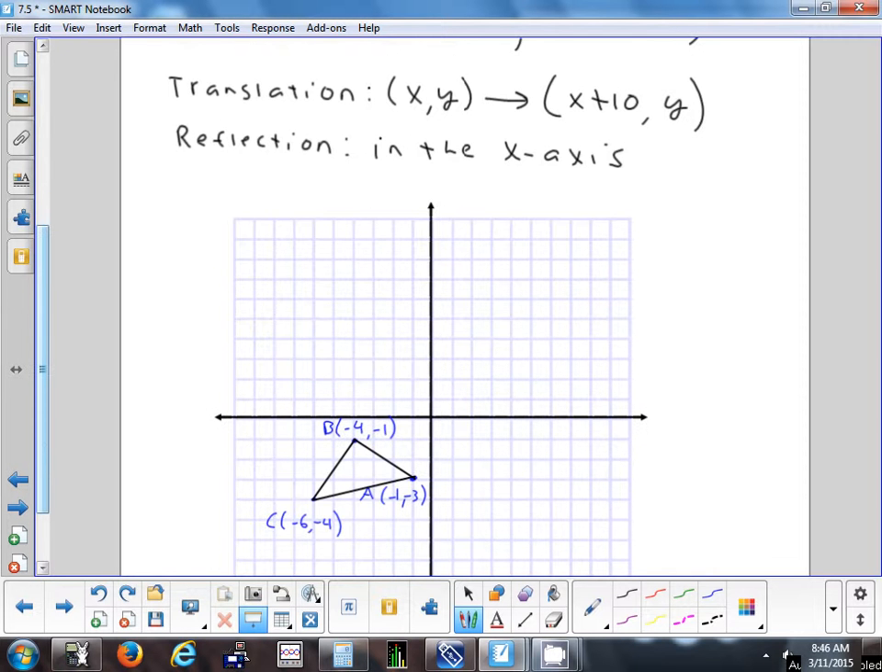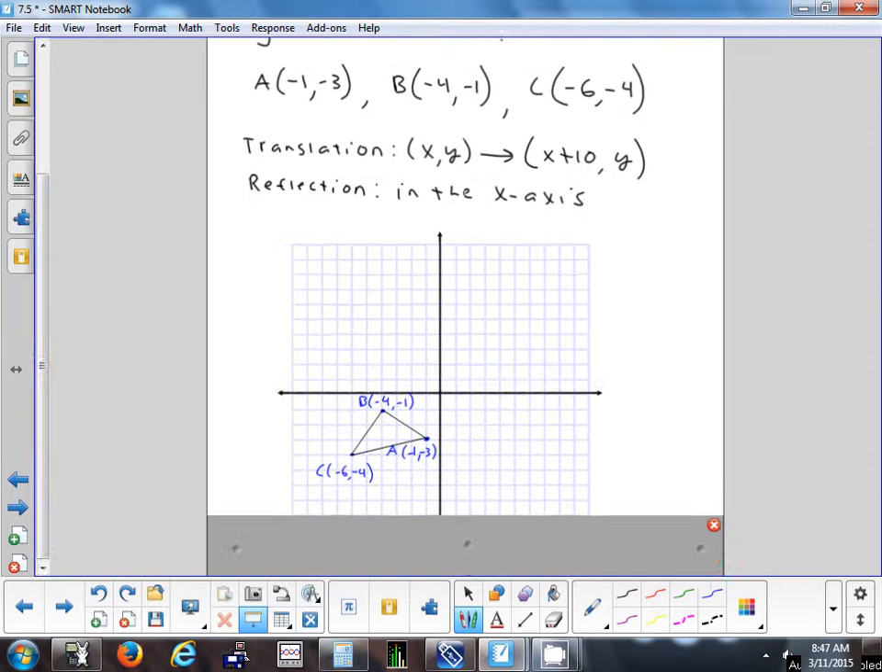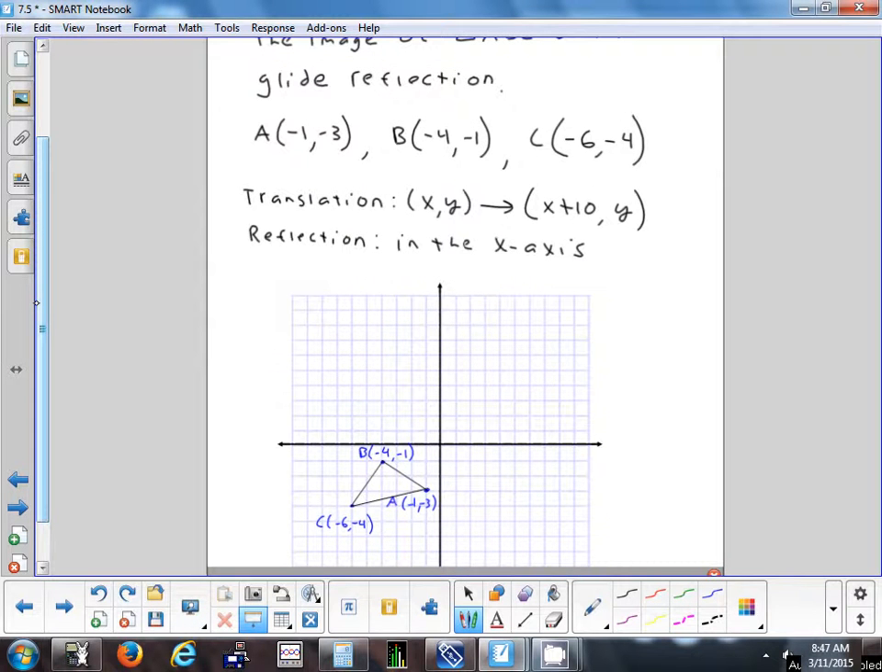So what I've done is I put our triangle with its vertices. A is (-1, -3). B is (-4, -1). C is (-6, -4).